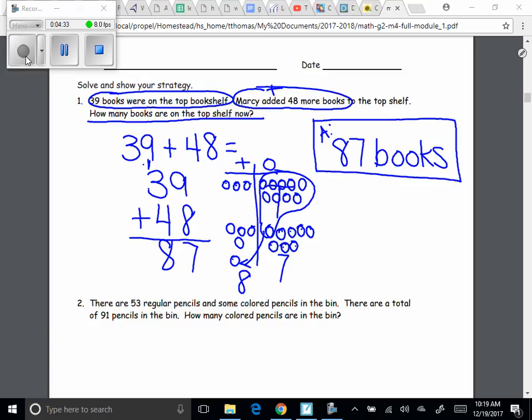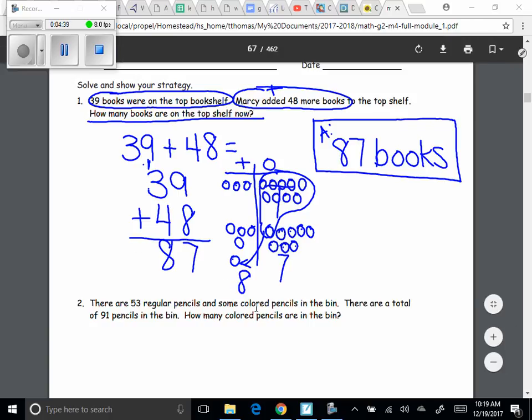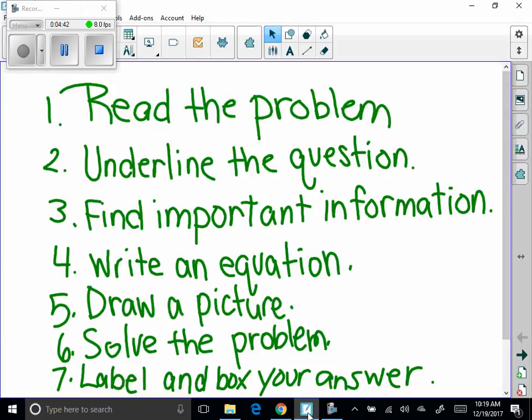Now I've done everything I've been asked to do for the word problem following those steps that were given in the beginning. Let's review it again. Read the problem, underline the question, find important information, write an equation, draw a picture, solve the problem, and label and box your answer. And that's what we did.